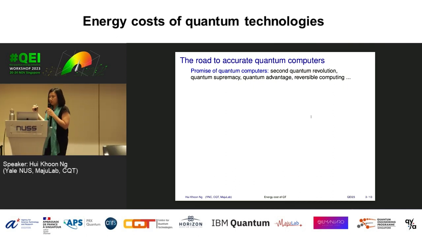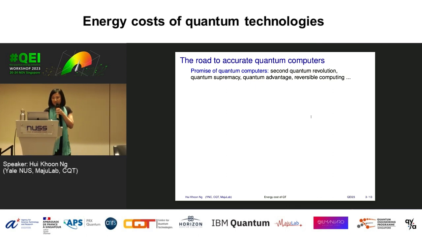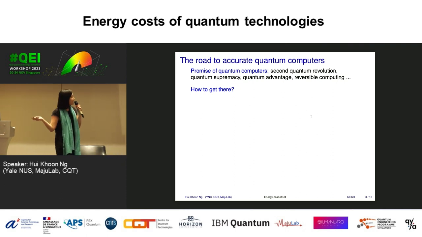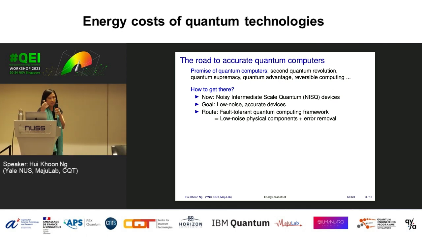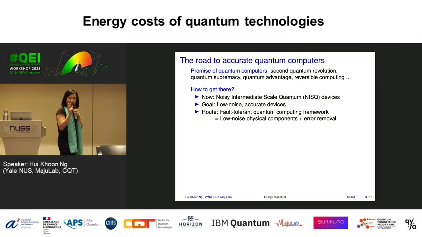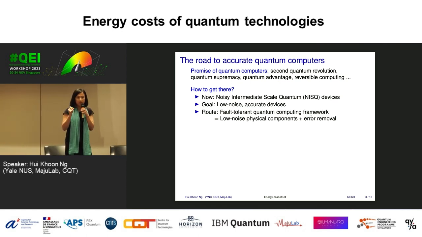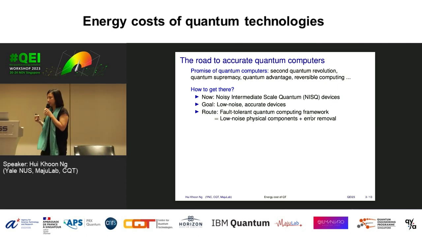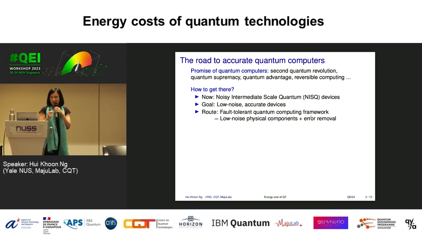Well, we all know this promise of quantum computers, where you can have all the fantastic words that you want: second quantum revolution, supremacy, advantage, reversible computing, and everything. The question, of course, is how do you actually get there? Right now, we have what we call NISQ devices, noisy intermediate scale, meaning they're not that large, and hopefully something quantum in them. That's what the Q is for. But the goal, of course, is to have low noise devices that are scalable, so that you're able to do quantum computation accurately.